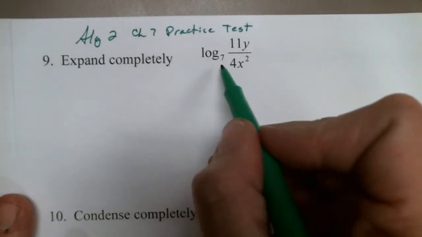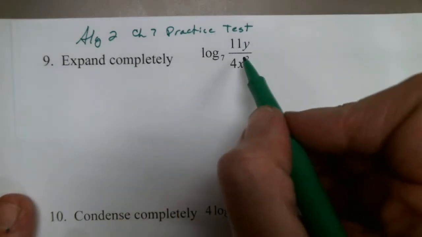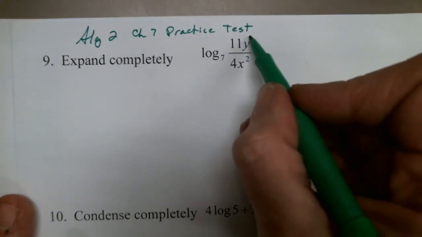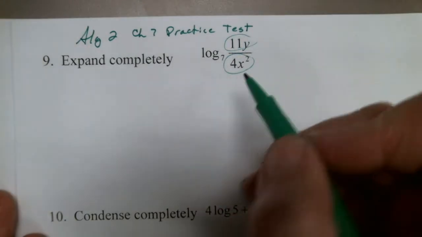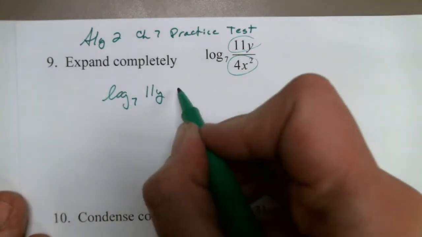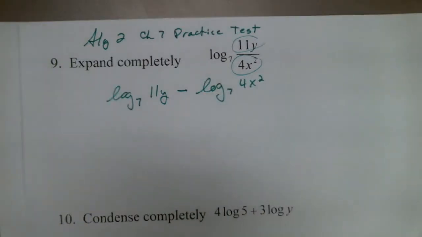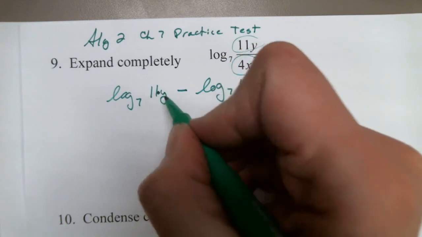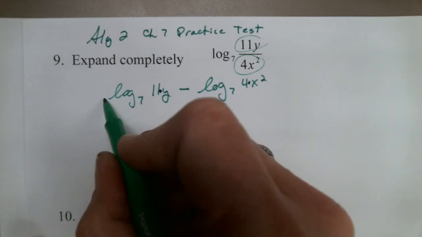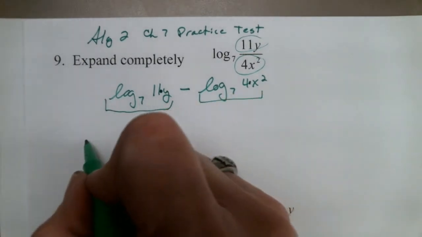All right, we need to expand this completely, which means break it down into individual logs for as many parts as possible. Log base 7 of 11y divided by 4x squared. So first, using the quotient rule, we're going to do log base 7 of 11y minus the log base 7 of 4x squared. Okay, from there, since 11y is 11 times y, and the 4x squared is 4 times x squared, I'm going to separate each of these into two logs using the product rule.